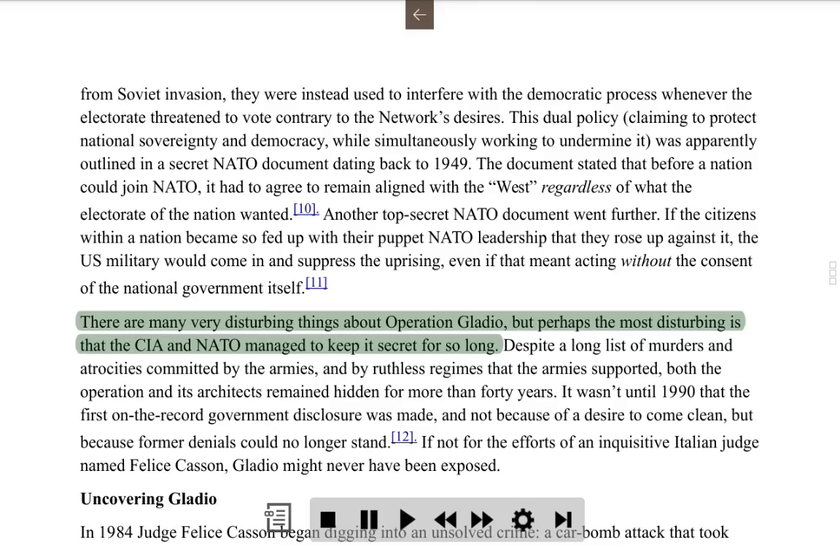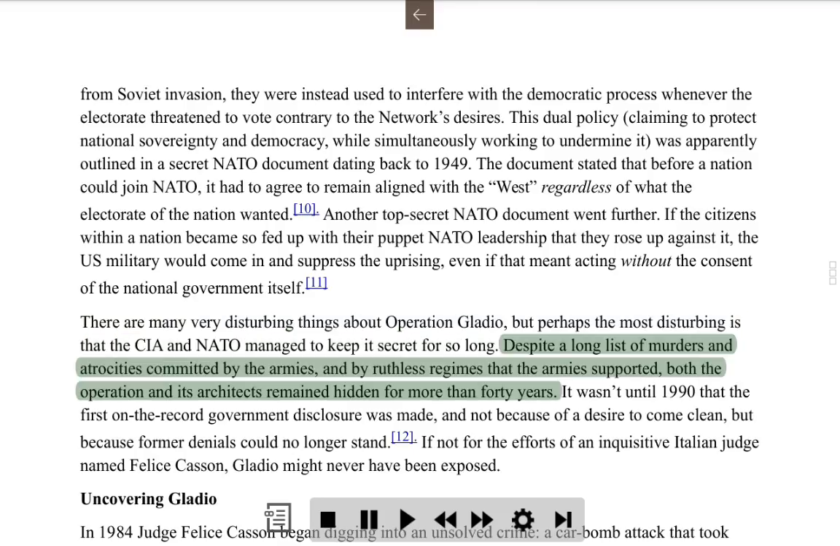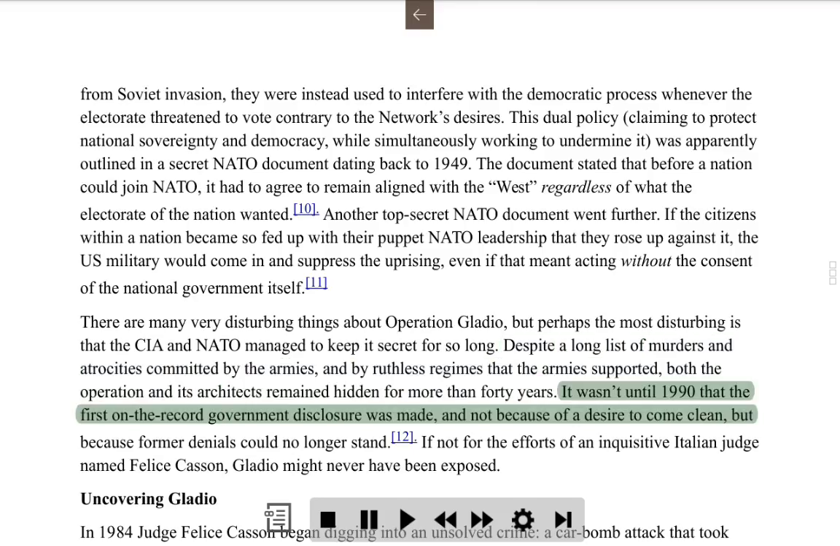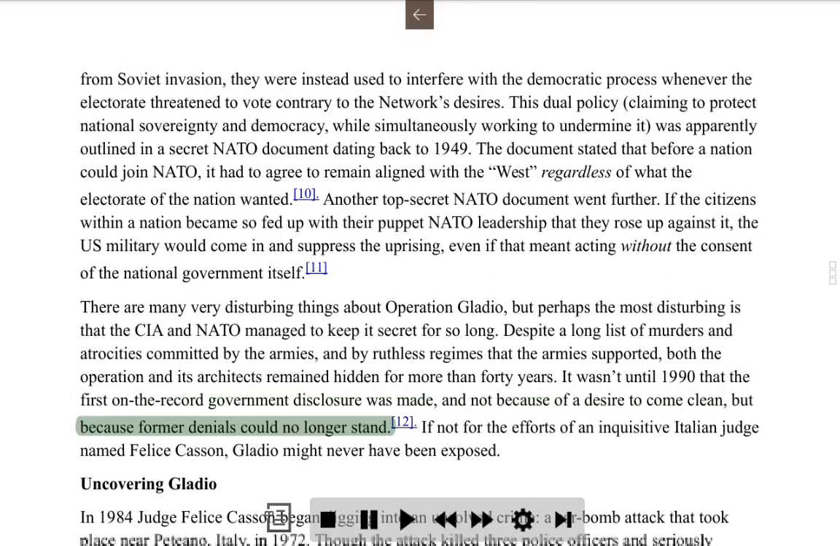11. There are many very disturbing things about Operation Gladio, but perhaps the most disturbing is that the CIA and NATO managed to keep it secret for so long, despite a long list of murders and atrocities committed by the armies, and by ruthless regimes that the armies supported. Both the operation and its architects remained hidden for more than 40 years. It wasn't until 1990 that the first on-the-record government disclosure was made, and not because of a desire to come clean, but because former denials could no longer stand.